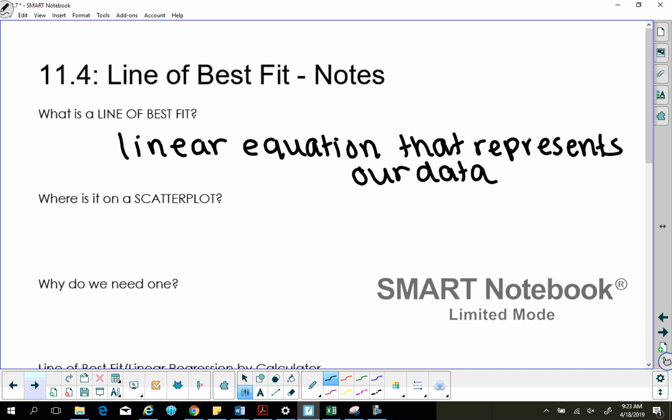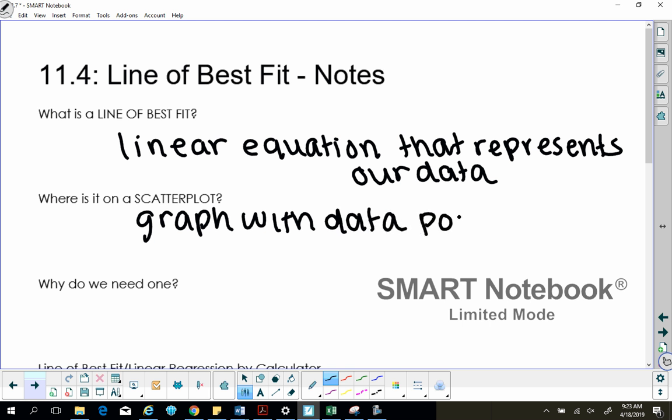A scatter plot is a graph with data points. So scatter plot, like your scatter brains, right? You're kind of all over the place, right? Scatter plot is just a graph with points on it. We look at scatter plots and figure out if there's a correlation. And when we drew that line, that's the line of best fit.